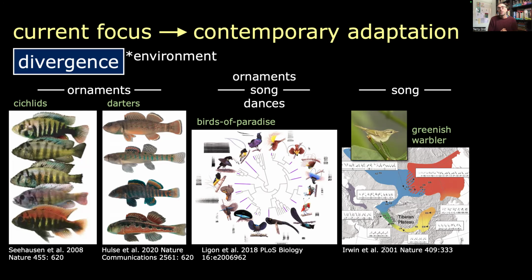For example, if competition for territories or mates increases, there is often divergence and increasing complexity in those species to accommodate that increased competition through sexual selection. Examples are in these birds of paradise in terms of both their songs and dances. And divergence can also occur within species, so populations living in different environments can diverge depending on the properties of those environments to make sure that those signals remain conspicuous. And this is a wonderful example in the greenish warbler here, which is a ring species.